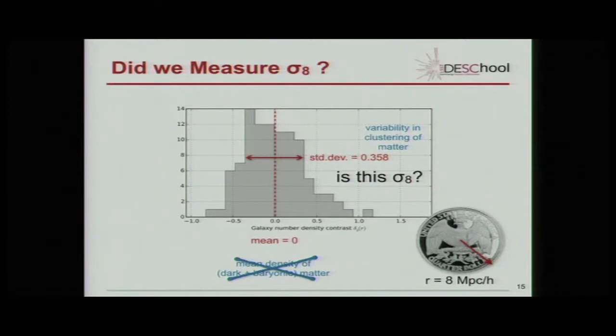One of the consequences of using a delta field is that we can only use it to study the spread, because we've taken out the mean, so there's no information in the mean. You can think of this as a density contrast. It's equally positive and negative. So the standard deviation now is about 0.35. So is that sigma 8?